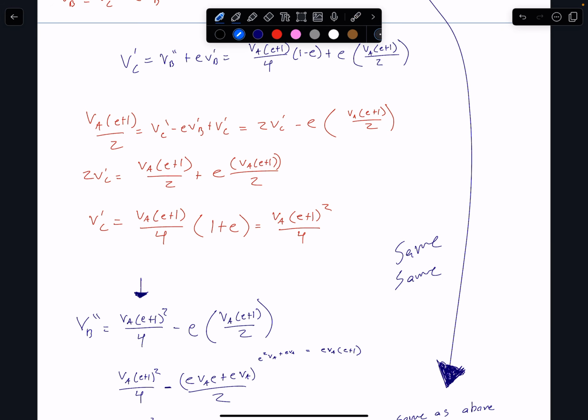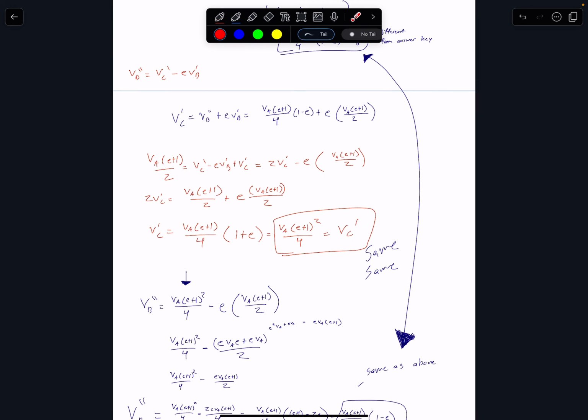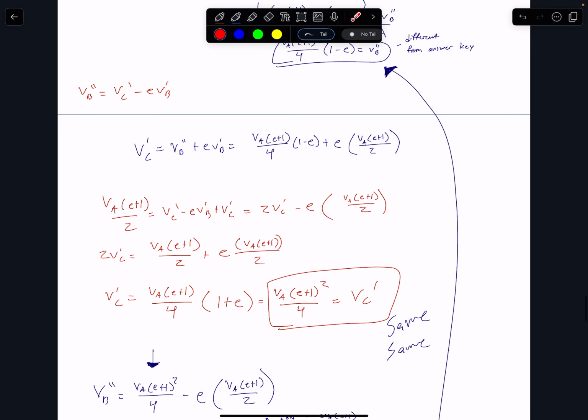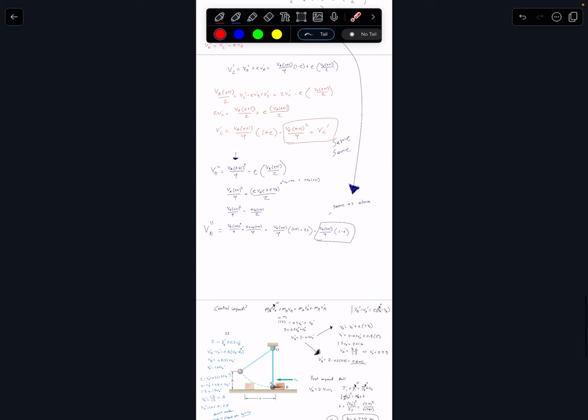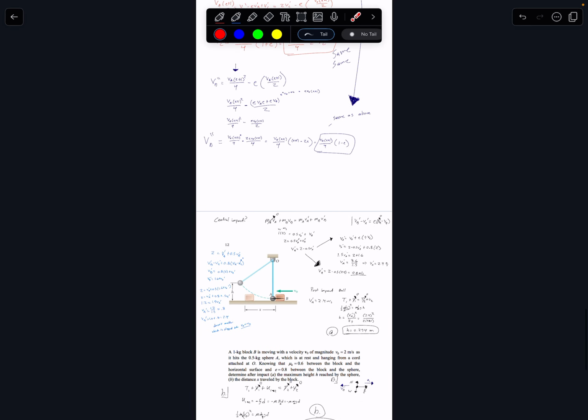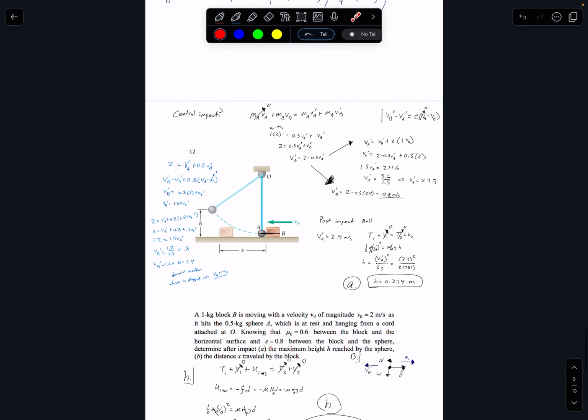I actually never fully circled that. But yeah, subbed in VB double prime, did some more algebra, and VC prime is equal to VA times (E plus 1) squared divided by 4. And that part does match the answer key, but not VB double prime.